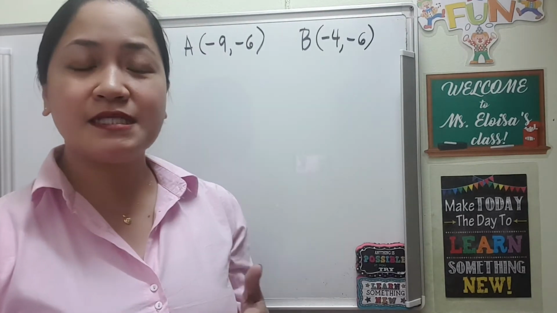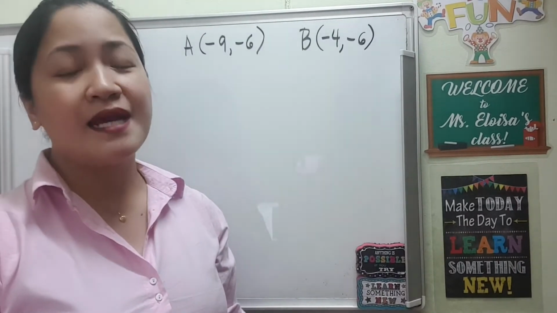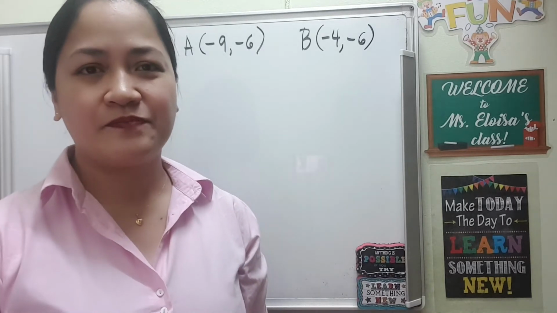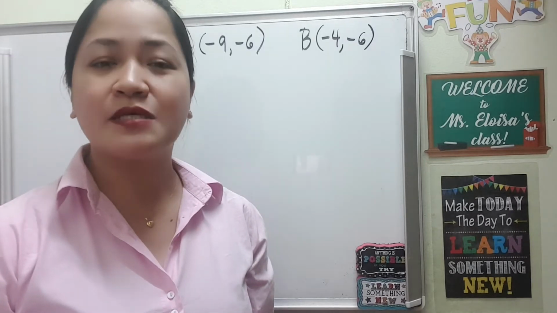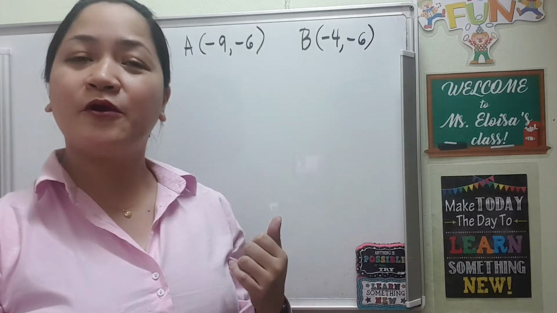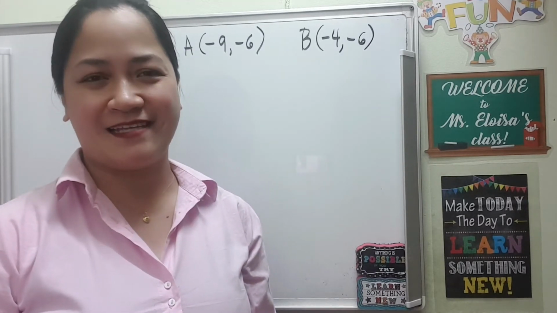So we will do the same thing. We will find the distance of each point from 0, and then this time, we will be subtracting their distances. So in the first example, the points are in different quadrants, so we added their distances from 0. In this case, the points are on the same quadrant, so we will be subtracting their distances.